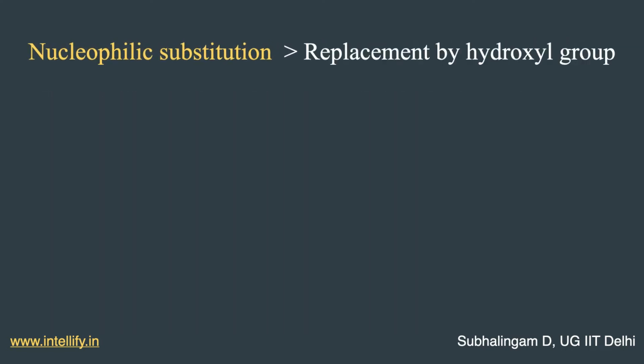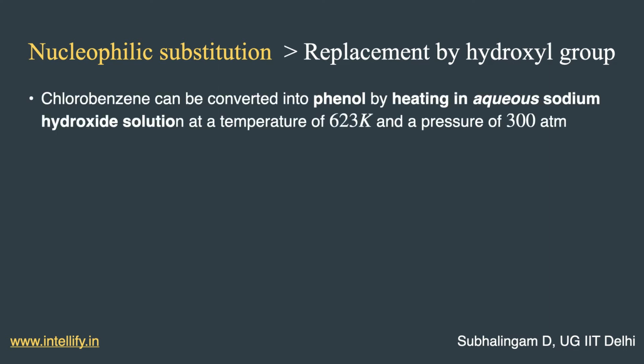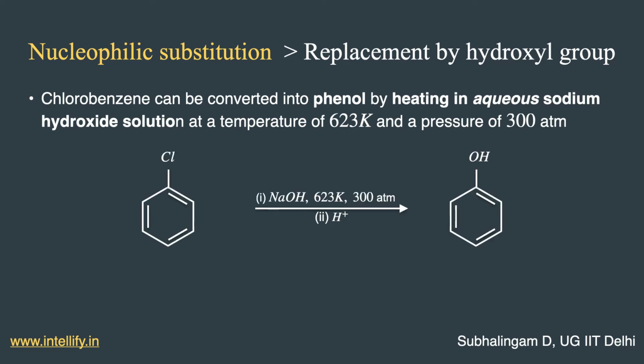Now let's see replacement by hydroxyl groups, which are in fact nucleophilic substitution reactions but require drastic conditions for the reaction to take place. Chlorobenzene can be converted into phenol by heating in aqueous sodium hydroxide solution at a temperature of 623 Kelvin and a pressure of 300 atm. Drastic conditions, right? So we take chlorobenzene, NaOH, 623 Kelvin, 300 atm, followed by acidification, that is H+, we get phenol.